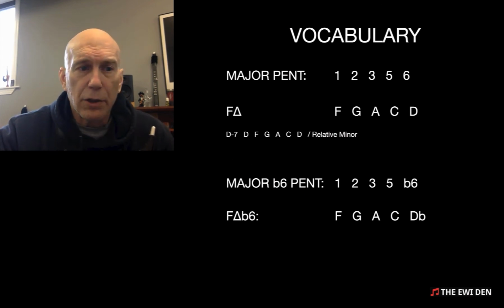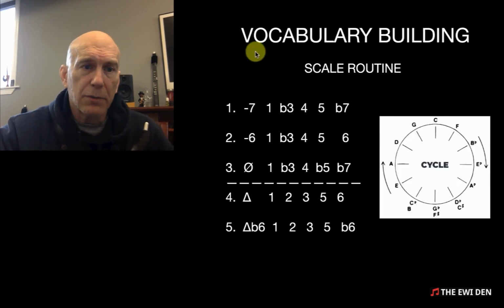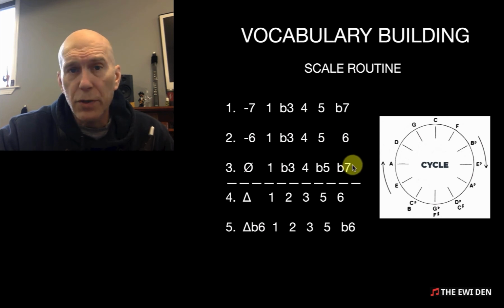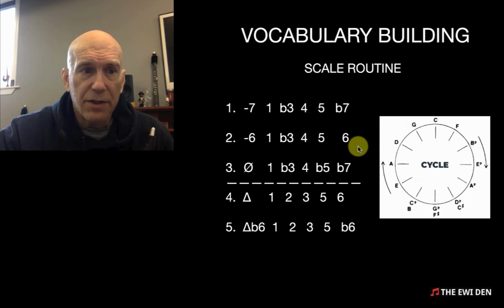So let's just look at our vocabulary building. We've got 3 scales that are related to minor 7 pentatonic. We have the minor 7, the minor 6, and minor 7 flat 5, and each one of them changes 1 note of the minor 7 pentatonic. So we're going to do those first and all in a row from, let's say, D.